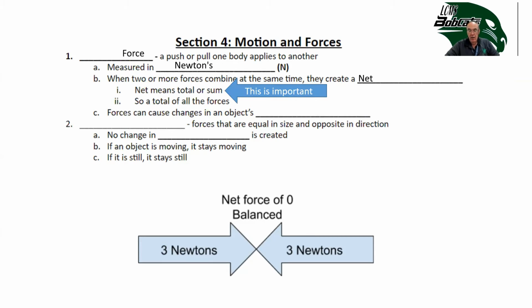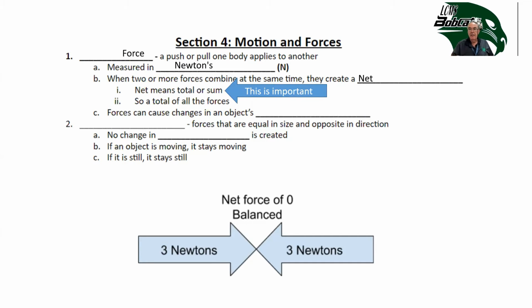Very rarely, and I really can't think of many examples, if any, is there just one force acting on something. So there's almost always more than one force acting on something. So if you add them all together, you get the net force. Some of them add together, some of them cancel out. This is like the net.